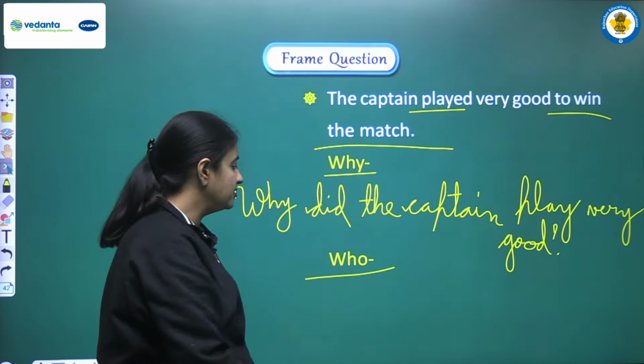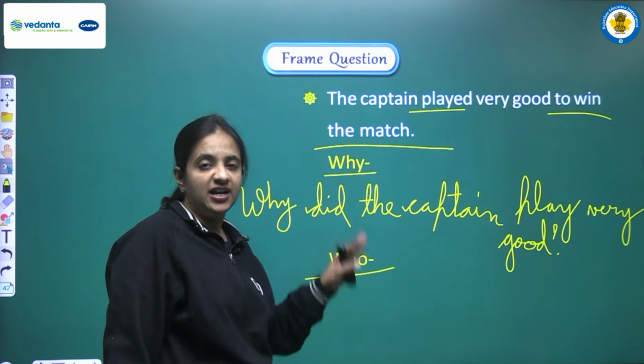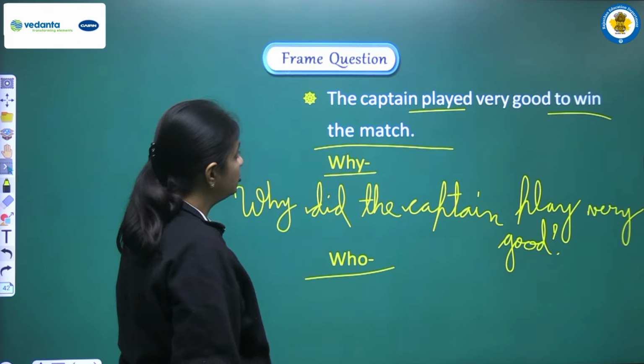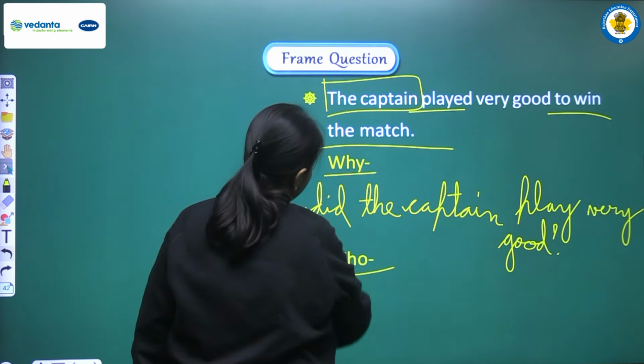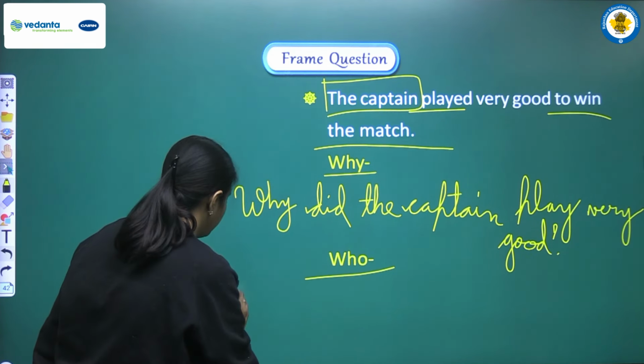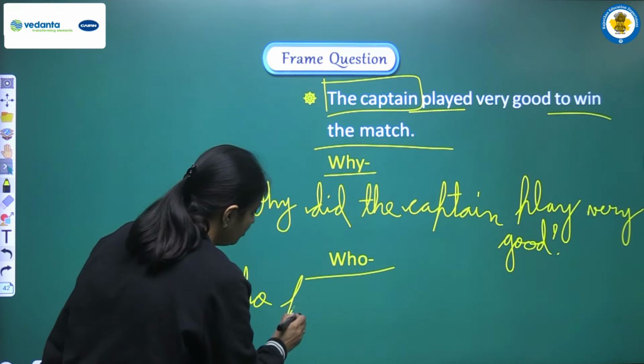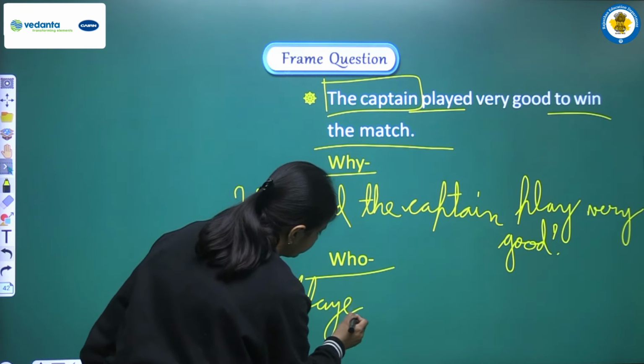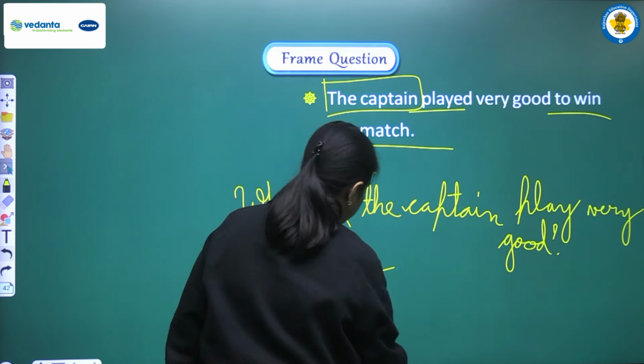Now we have to make a question using who. Answer statement is same. So the answer of who is the captain. So now the answer, or we can say the question will be, who played very good.